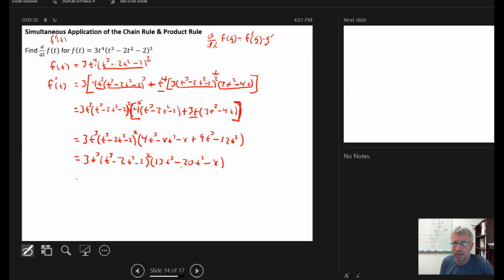Once you get it to here, there isn't an obvious factorization for this, and this is already factored. We don't want to multiply this, we don't want to square this out and get a bunch of terms. So a factored form is going to be the most ideal form to have this in.